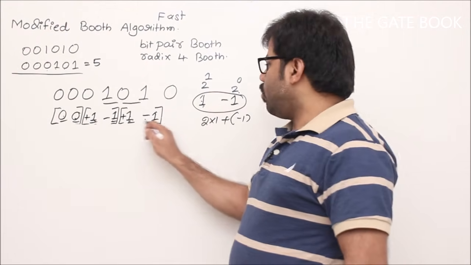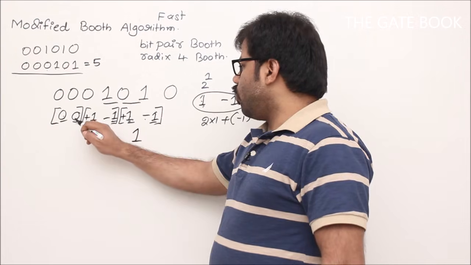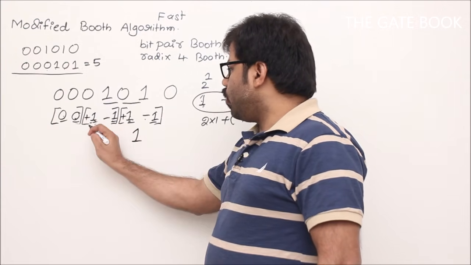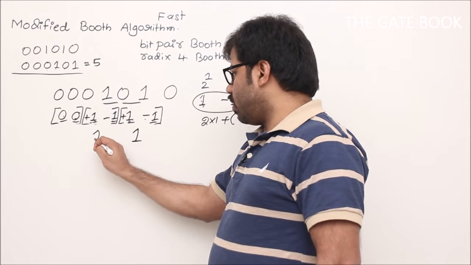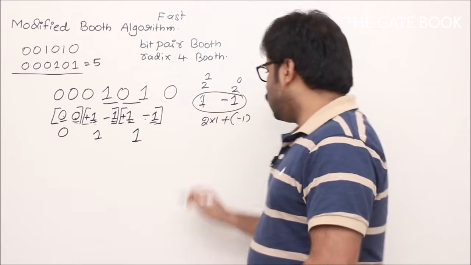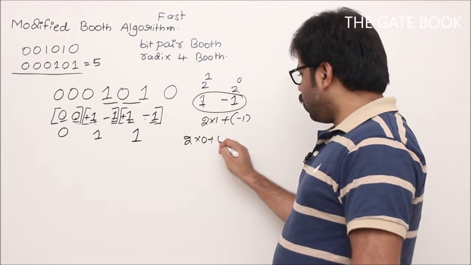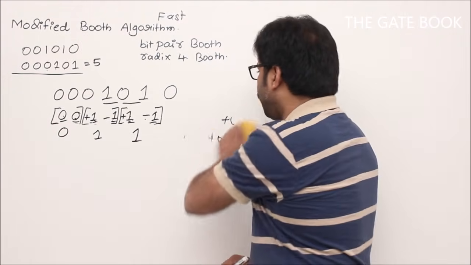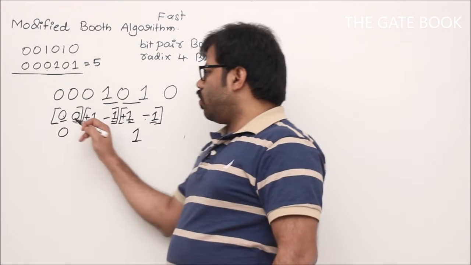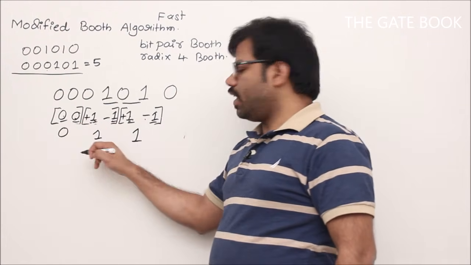Every pair. So 1 minus 1, 1. So 1 minus 1 again. It would be 2 into 1, 2. 2 minus 1, same thing, right? 1. So this is 0. Because 0, 0 is nothing but 2 into 0 plus 0. So in that way, we will be converting 6 digits to 3 digits.